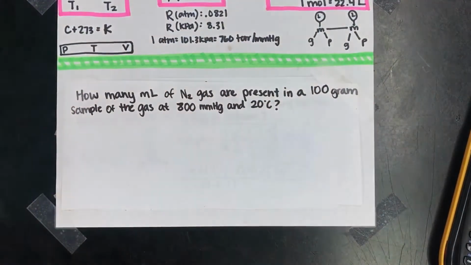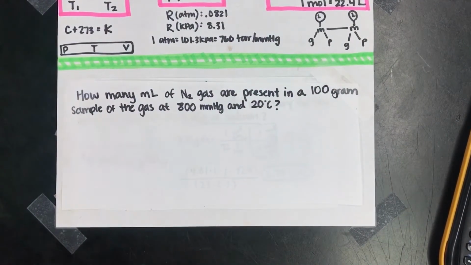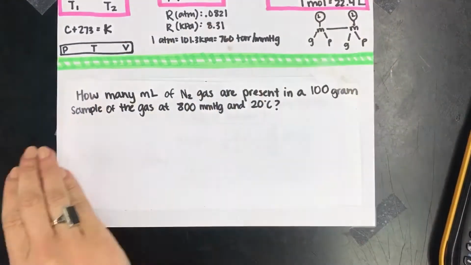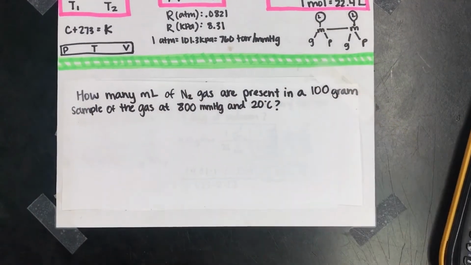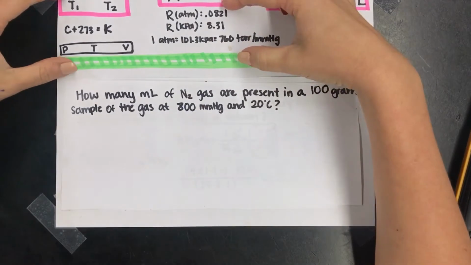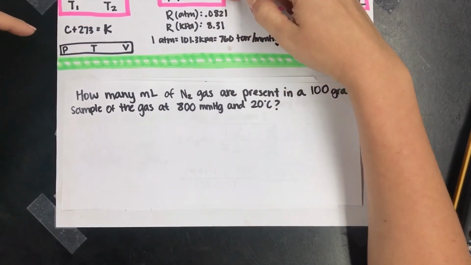Okay, so next problem. It says how many milliliters of N2 gas are present in a 100 gram sample of a gas at 800 millimeters of mercury and 20 degrees Celsius. So again, our first step, let's eliminate what we know it is not. It is not STP. It does not say anywhere in this problem that it is STP. Therefore, we are working between combined gas law and PV=nRT.